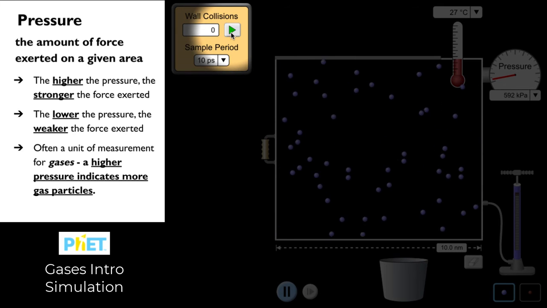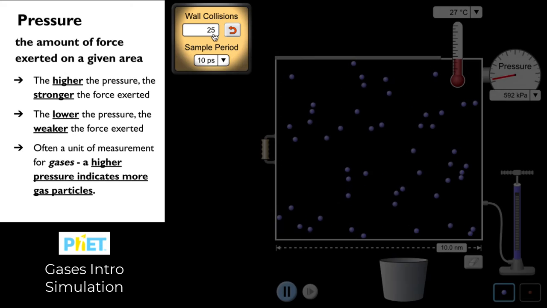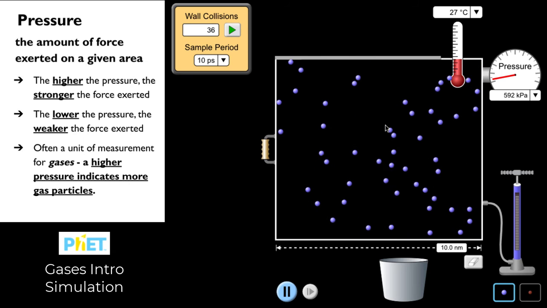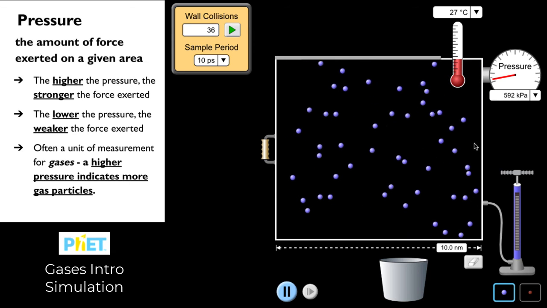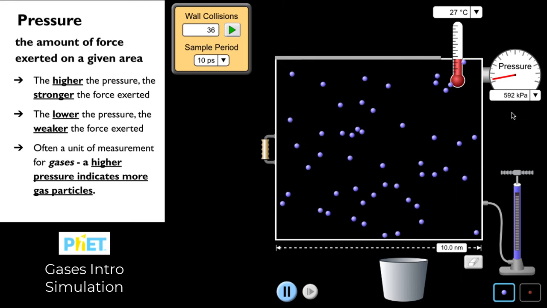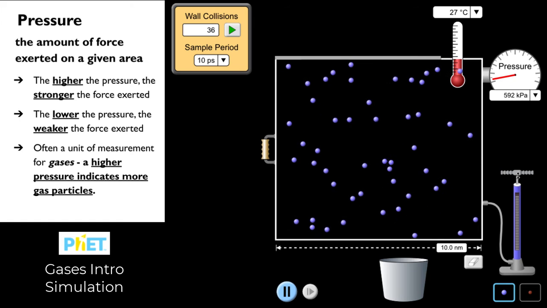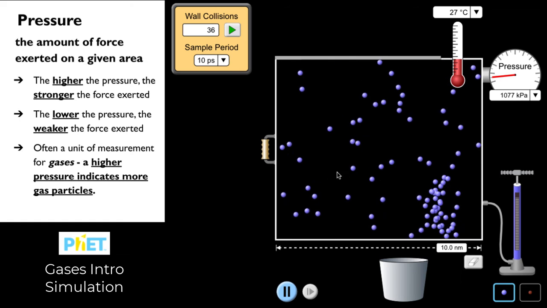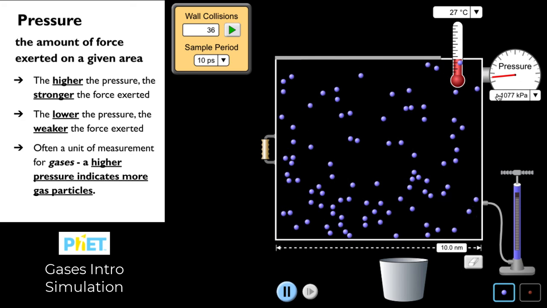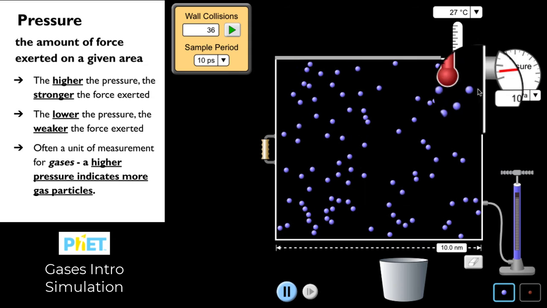If we count how many collisions are happening with the walls of the container, we can see that in 10 seconds, there were 36 collisions of different particles with the walls of the container. That's how pressure is being measured here. That's kind of why that gauge is connected there. So let's see what happens if we add more particles. If we add more particles to the simulation, notice the pressure has increased here to 1,077 kilopascals.